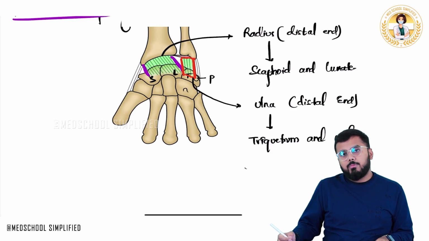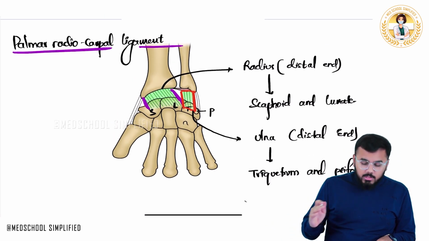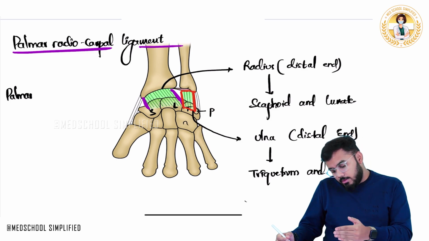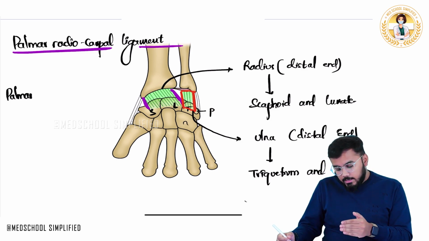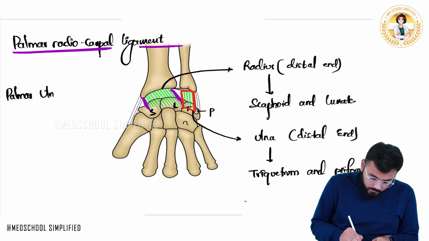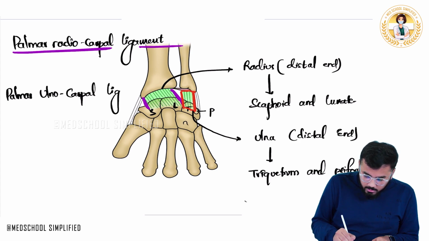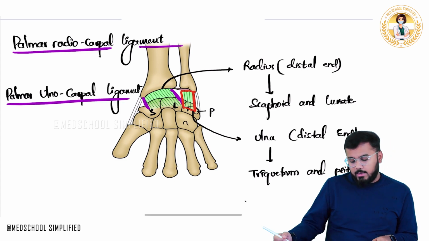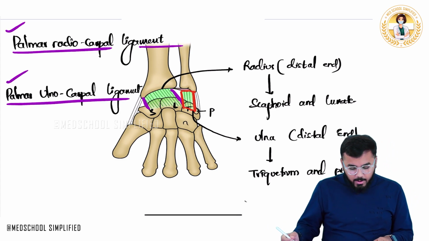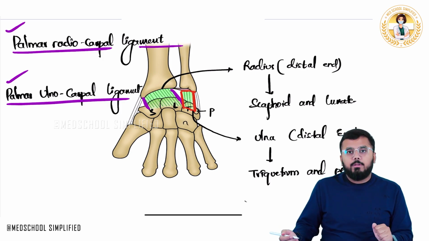Triquetrum and pisiform, right? So this is also on the palmar side, so I can call it palmar, right? And it is attached all the way from the ulna till the carpal bone, so ulnocarpal ligament. Ulnocarpal ligament, right? So two things: palmar radiocarpal ligament and palmar ulnocarpal ligament.